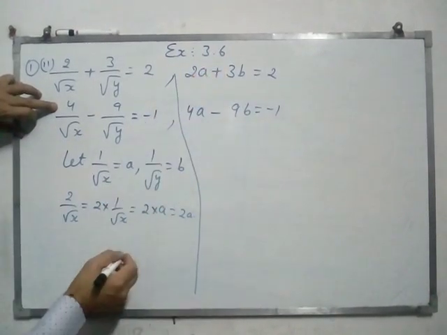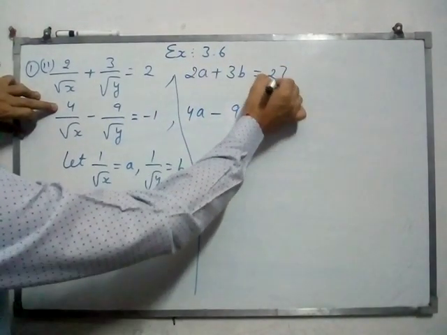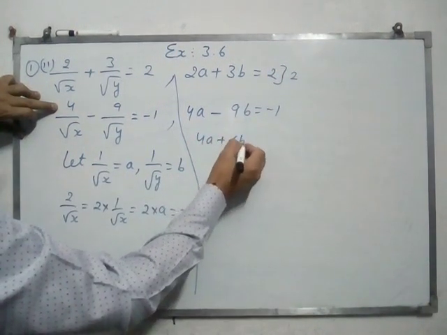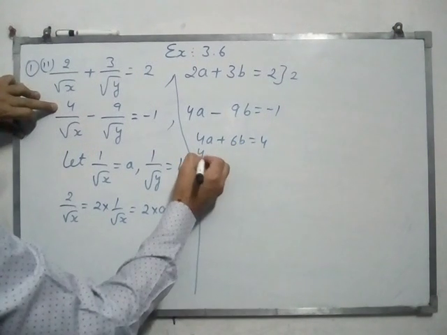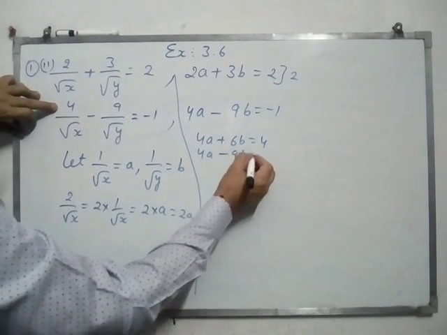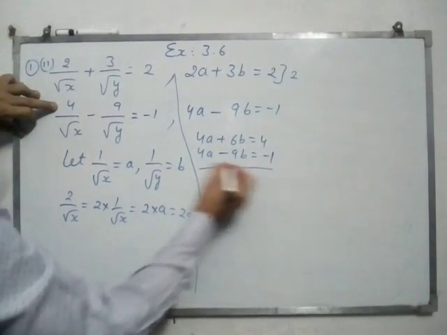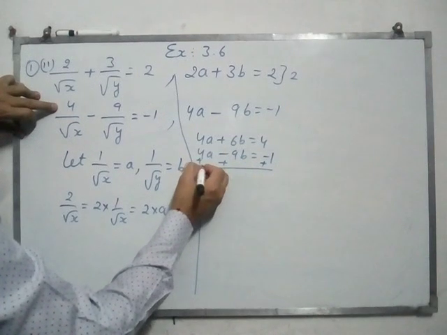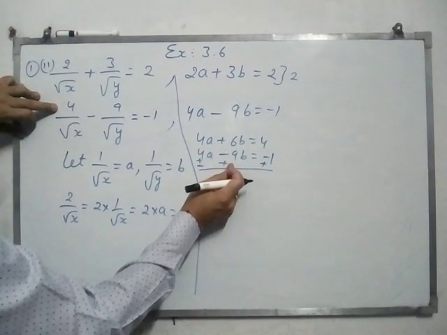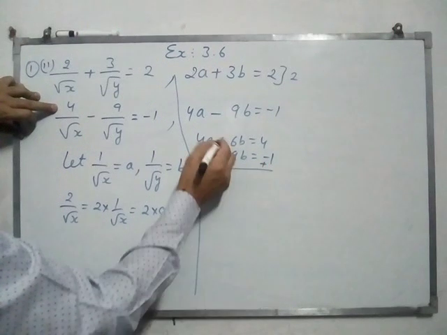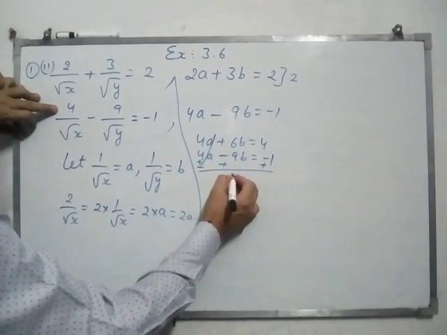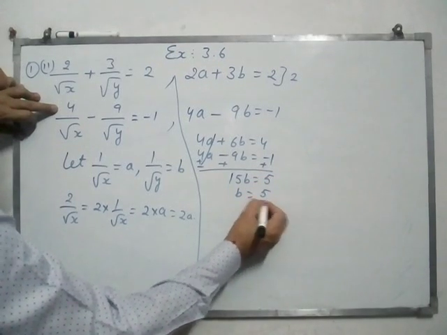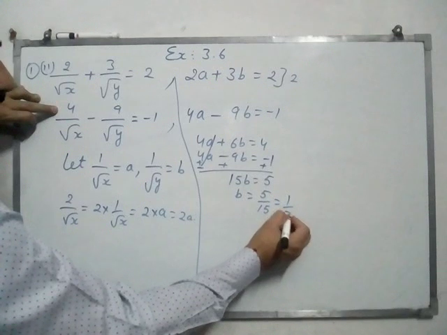While using the elimination method, we multiply the first equation by 2, so it becomes 4a plus 6b equal to 4, and 4a minus 9b equal to minus 1. Change the sign: plus is converted into negative, negative is converted into positive. The a's cancel out. So it becomes 15b equal to 5. So b equal to 5 upon 15, it becomes 1 upon 3.